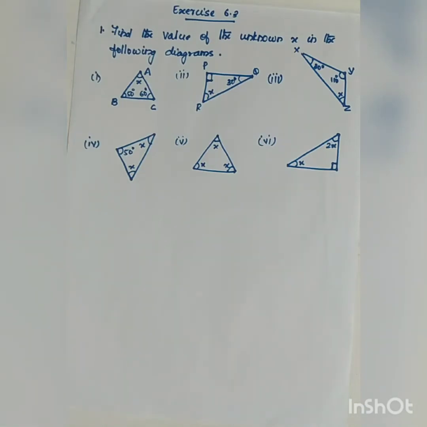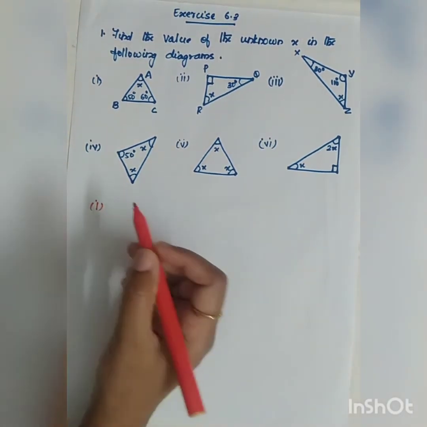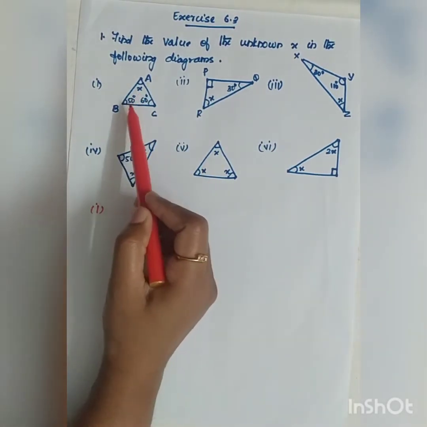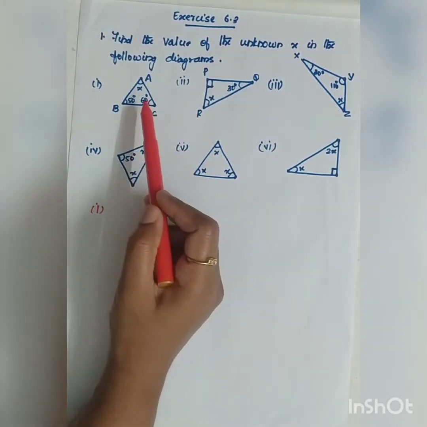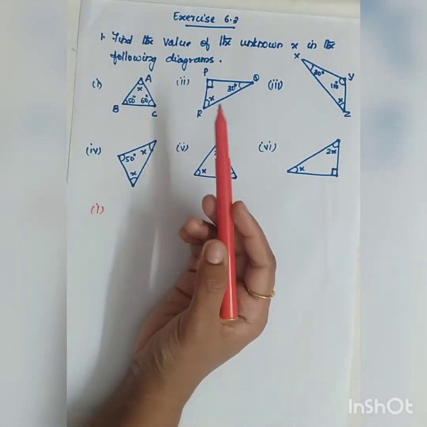So we have the next question from exercise 6.3. First question, find the value of the unknown x in the following diagrams. So we have to find out the value of x from all the figures. Let us consider the first diagram. In all these diagrams, x is an interior angle, right? So we have to apply the angle sum property.